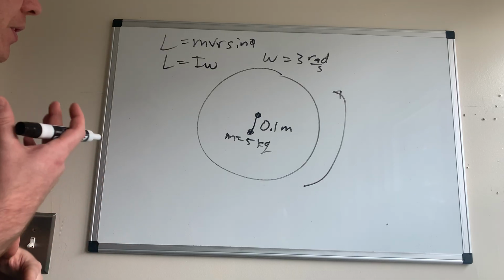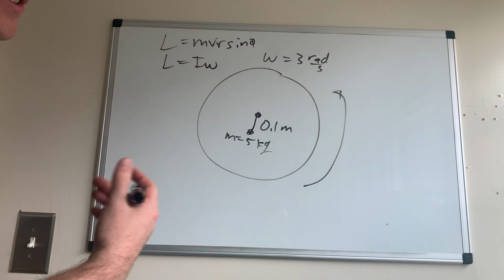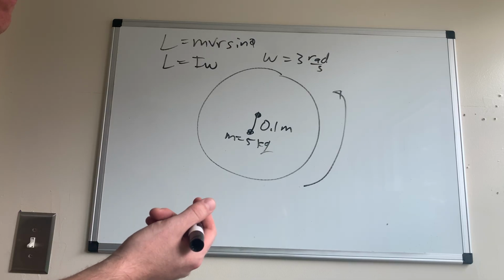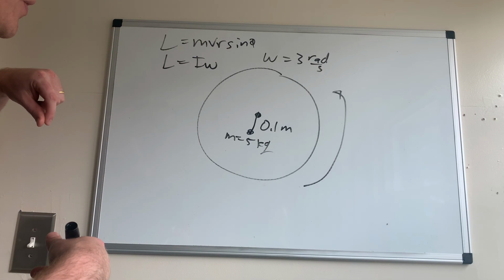So the first thing that we should ask ourselves is, how do we model the child, right? And you would have to be told this in the problem or be given some sort of hint. So for argument's sake, let's just say we could model the child as a point mass. So we could go ahead and use this first formula.